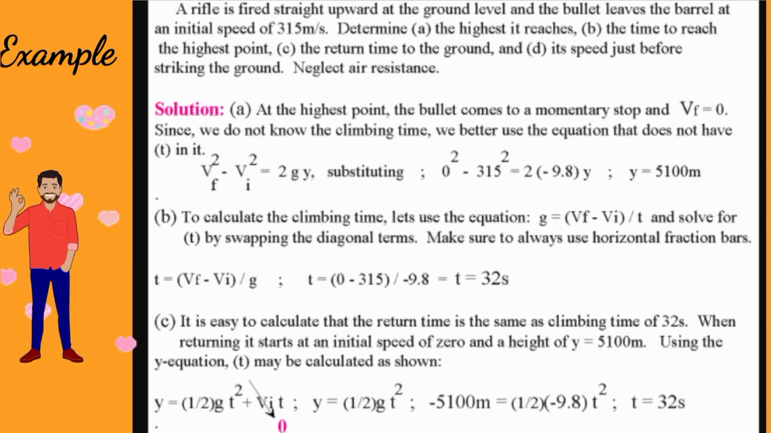This question says a rifle is fired straight upward at the ground level, and the bullet leaves the barrel at an initial speed, that's u equals 315 meters per second. Determine the highest point it reaches, the time to reach the highest point, the return time to the ground, and the speed just before striking the ground, neglecting air resistance. So how do we go about this question? At the highest point, the bullet comes to a momentary stop. That is to say, at that highest point, it stops temporarily before falling back.